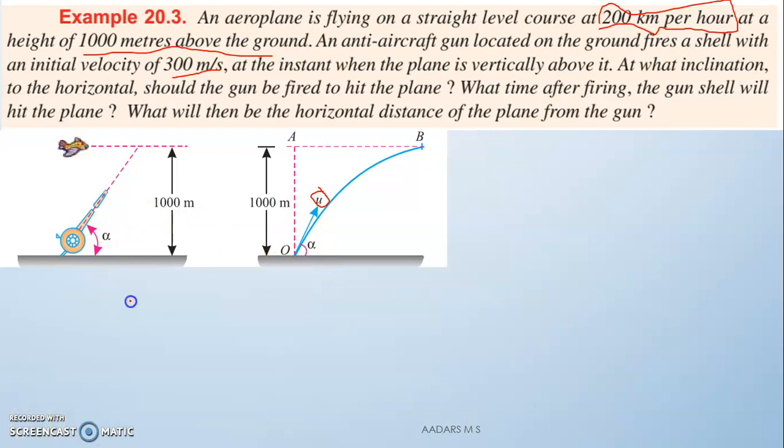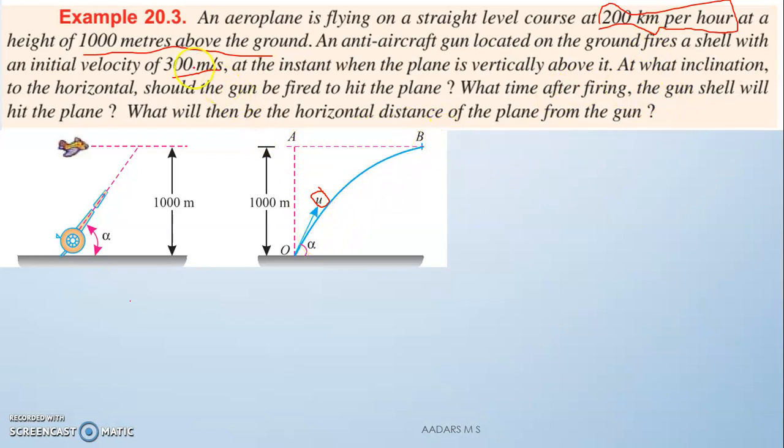So we are asked to find out the angle by which the gun should be fired. The gun is fired with an initial velocity u at an angle alpha. It will travel a horizontal distance AB to hit the plane. At the same time, the plane will also travel the horizontal distance AB. The plane velocity is given as 200 km per hour. We will convert it into meter per second, and by multiplying it with the time, we get the horizontal distance AB.